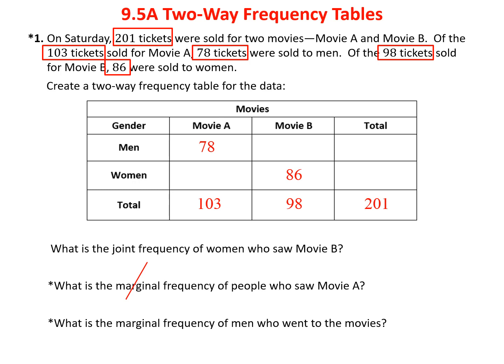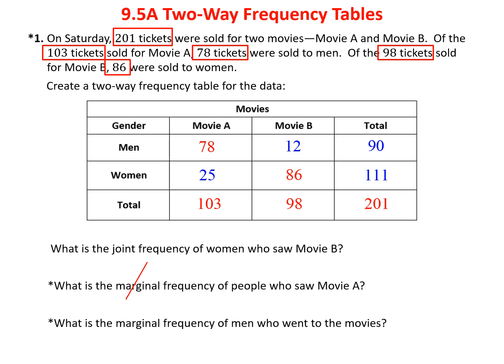Now that's all the data we have, but we can use that to fill it in. For example, I can look at the first column: 103 minus 78 means that the number of women who went had to be 25. Likewise, in the second column, if 86 were women and we sold 98, 98 minus 86 is 12. So that fills in there. And then we can add the total of men and the total of women. And now we have our two-way frequency table complete. So now let's answer the questions.